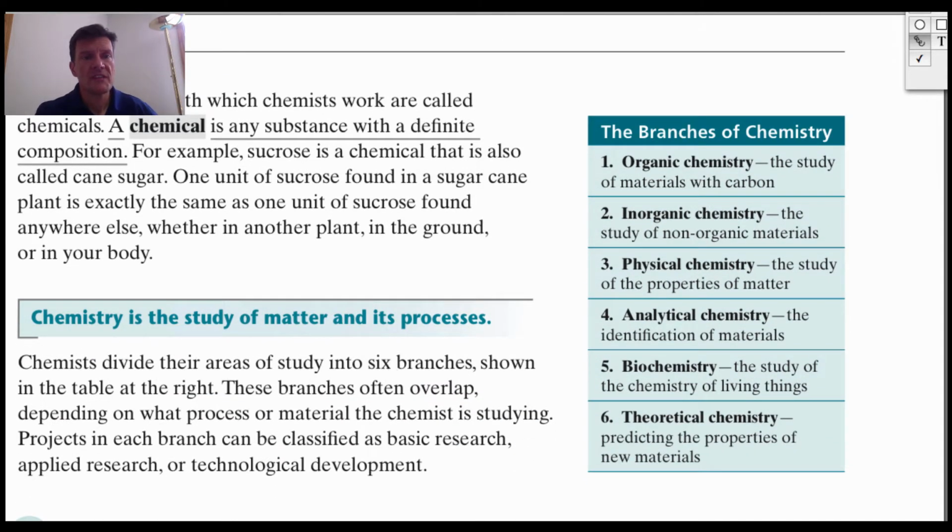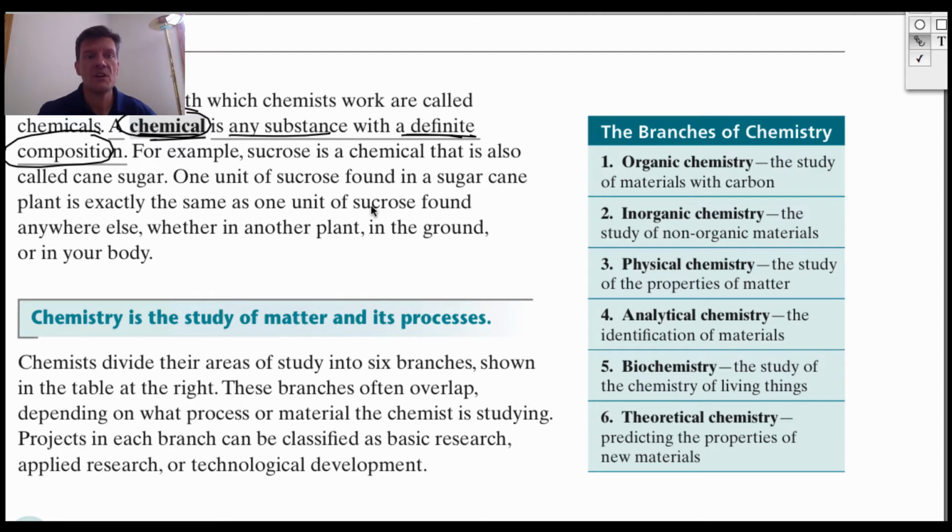You can write down this definition as well. Pause the video and write this down. A chemical, and we're going to be looking at chemicals, is any substance with a definite composition. What that means is it has a definite arrangement of its atoms, a certain way that it's made up. Composition is the way that it's arranged.